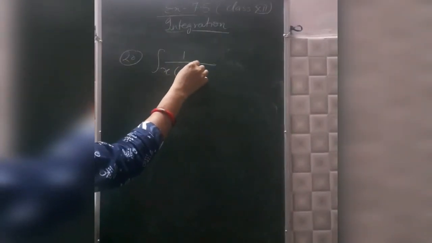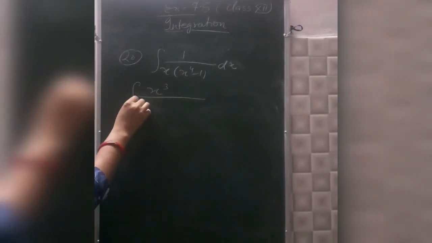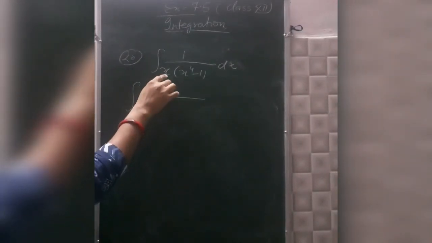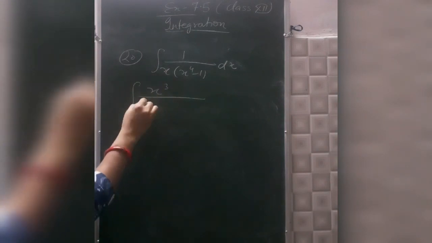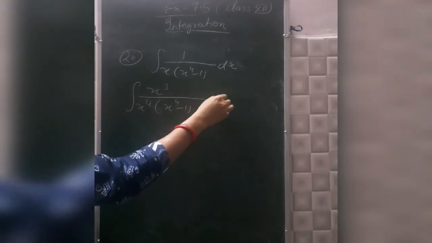Now see question number 22. This is also a little bit different. In this sum, the statement is 1 by x into (x raised to power 4 minus 1). Integration of this. In this sum you will multiply and divide the numerator and denominator by x cube, so the numerator becomes x cube. x is already there. When you multiply by x cube, it becomes x raised to power 4, then x raised to power 4 minus 1. Here you will use the substitution method.